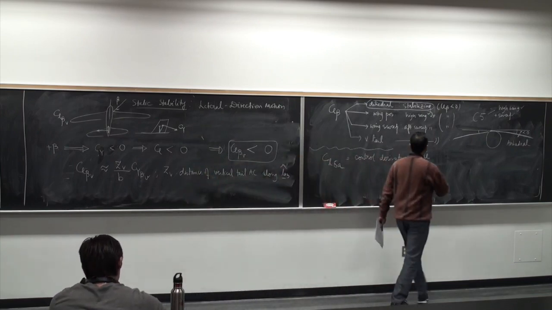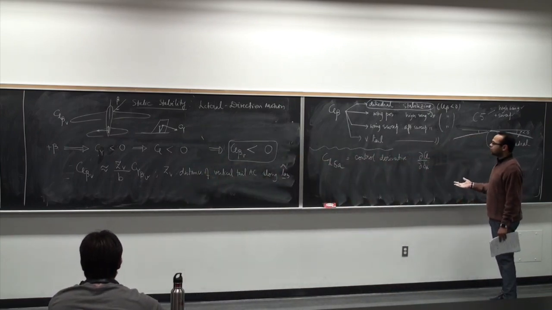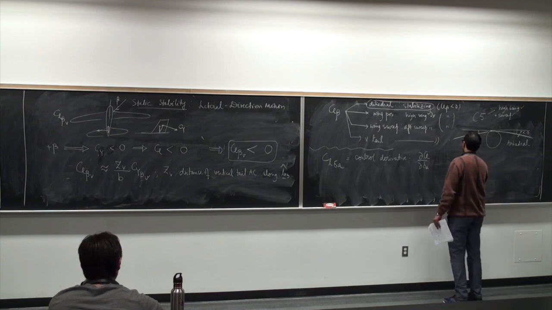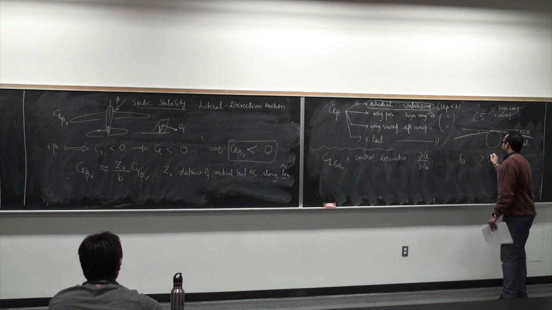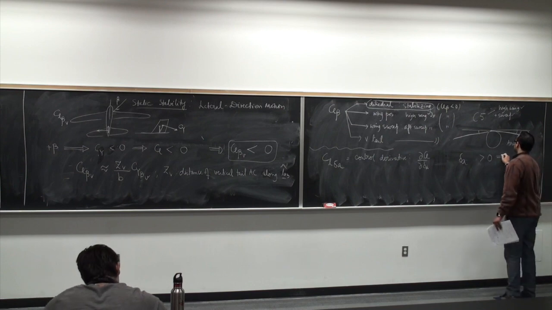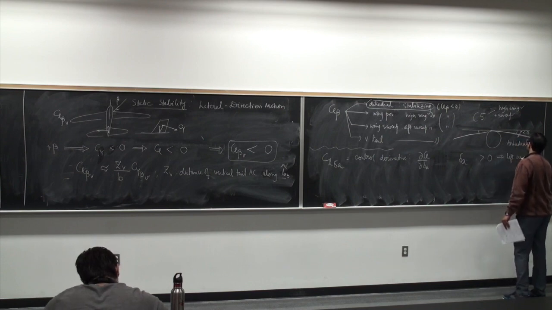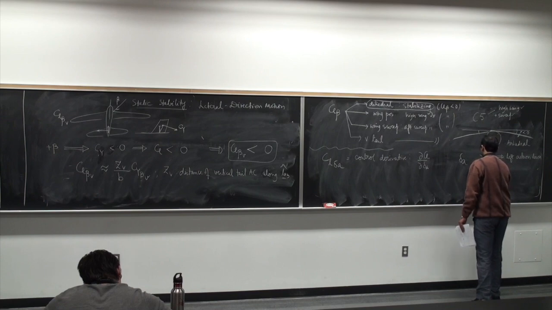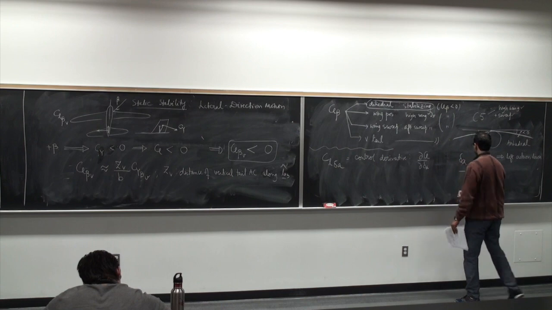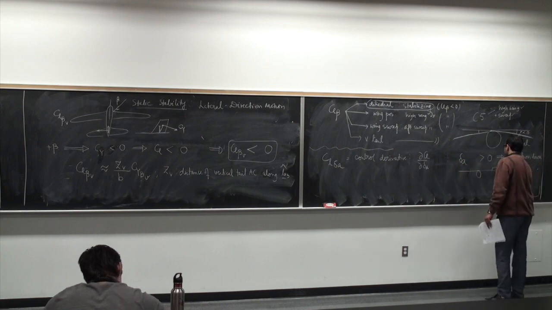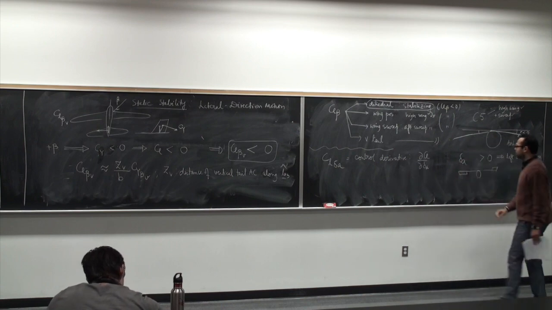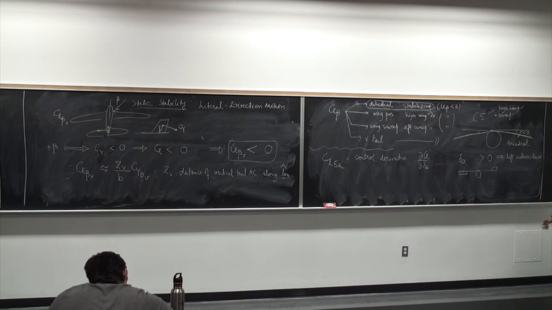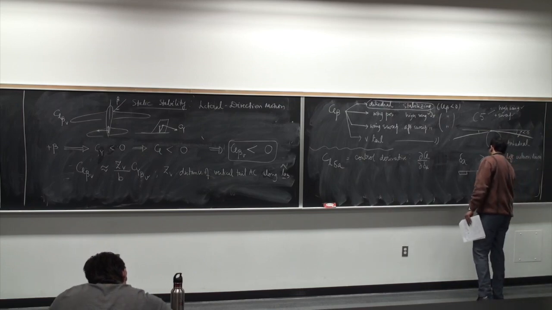So the sign of this depends obviously on the definition of what a positive deflection of the ailerons is. Greater than zero is defined as left aileron down. So if you're looking at the aircraft from the back, this is the right wing. So this is what a positive aileron deflection looks like. A back view, and left aileron down.